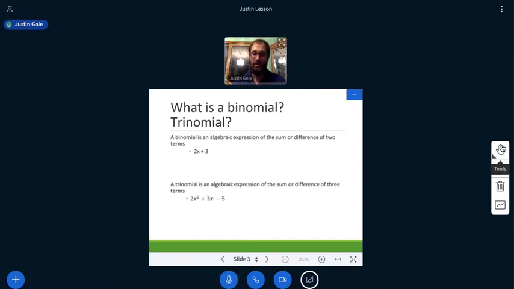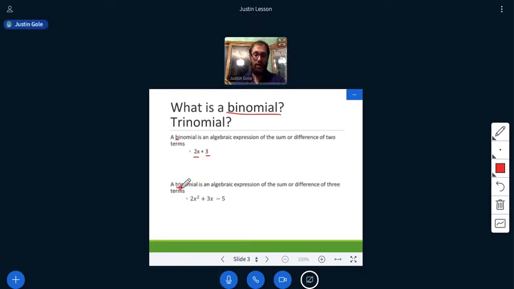So what exactly is a binomial? We talked about this a little bit on Wednesday, and back in January or February. A binomial is an algebraic expression of the sum or difference of two terms. So basically it's two things that are separated by an addition or a subtraction sign. Binomial: bilateral means it's on both sides, bicycle means there's two wheels.